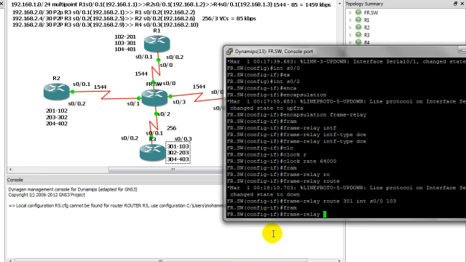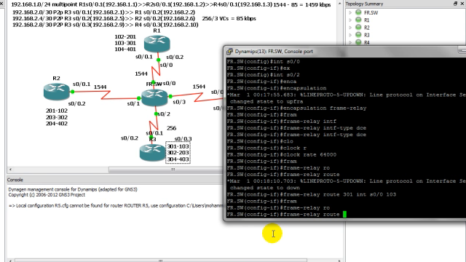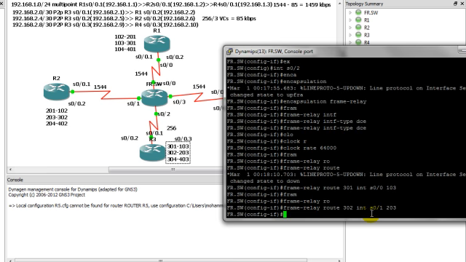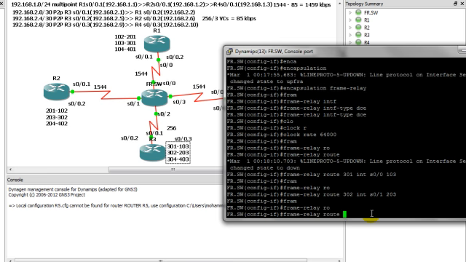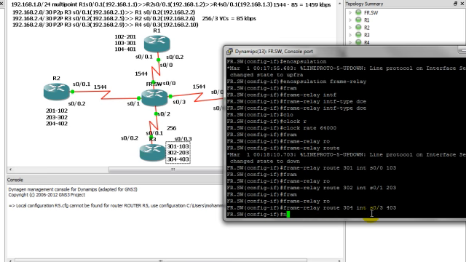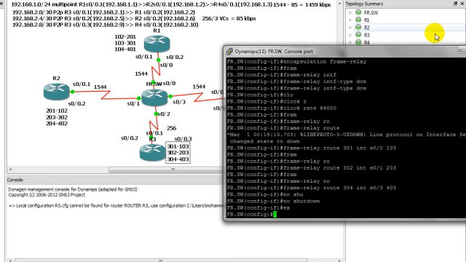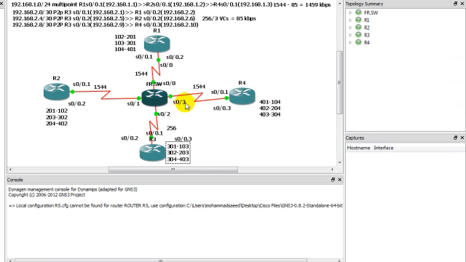The second PVC will be 302 to go to the interface serial 0/1, which contacts with router 2, to go out with 203 DLC. Frame relay route 304 to go serial 0/3, which contacts with router 4, with 403. No shutdown. Now we finished this, and the last one will be serial 0/3.